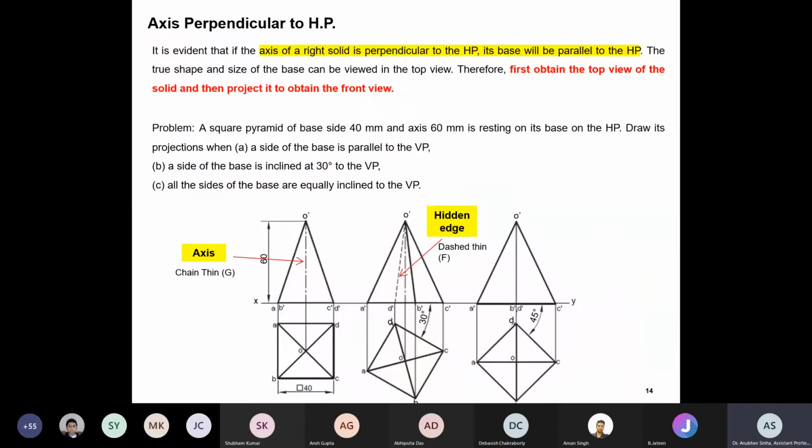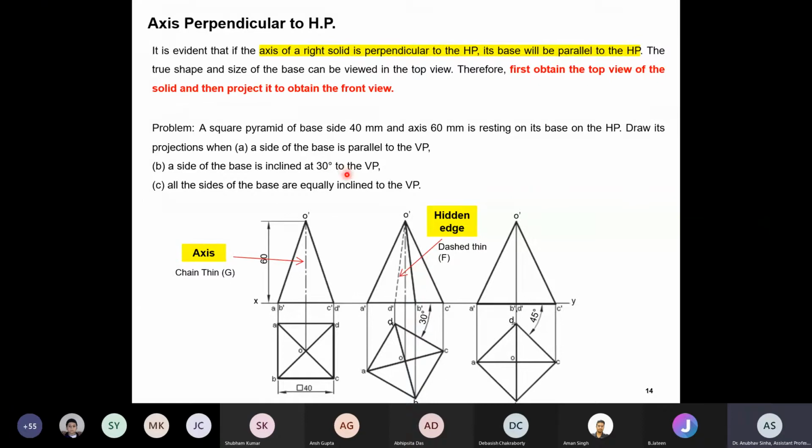Yes, sir. Okay. So now the question is, how do we draw, or what are the steps? As we discussed, there could be different orientations given to you. So first read the question carefully. What orientation is given? For the example here, we are talking about an axis which is perpendicular to the horizontal plane. So it will be standing upright like the pyramid we saw in the last slide. So the axis will be perpendicular to HP and the base will be parallel to HP. Okay. So what is the first thing you'll do? First you obtain the top view, and then we need to project it to obtain the front view.